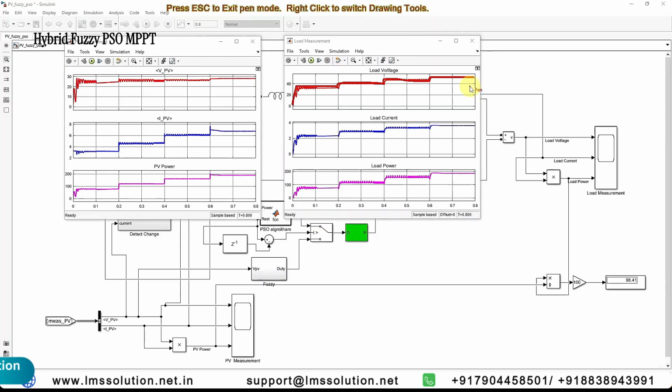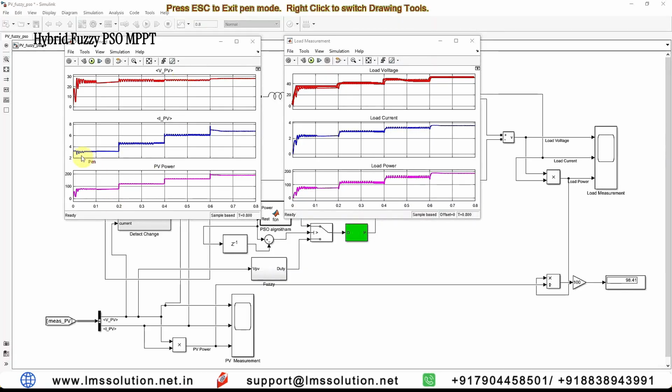The MPPT is going to adjust the duty cycle in order to maintain the PV voltage around 26.2 to 26.6 volts. When we maintain the voltage in between 26.2 to 26.6 volts, what happens? We can extract the maximum power from the solar PV. This is the concept in this MPPT algorithm for the solar PV system.